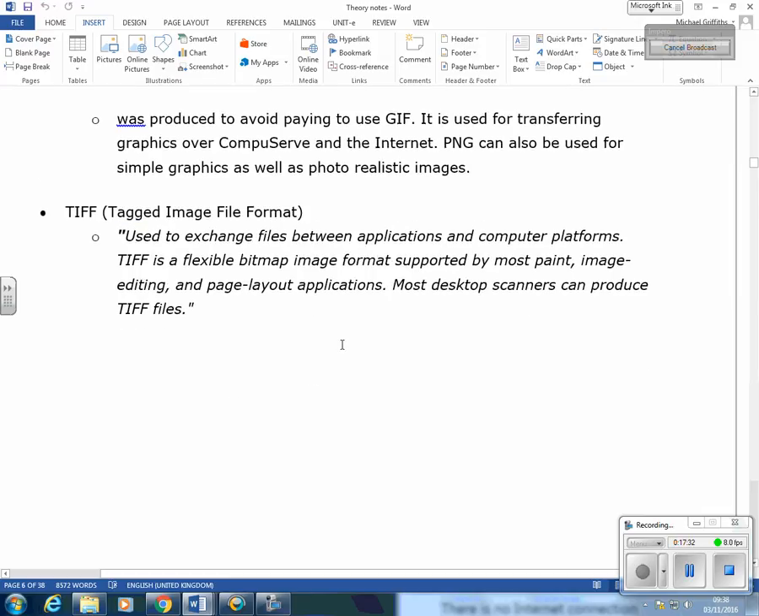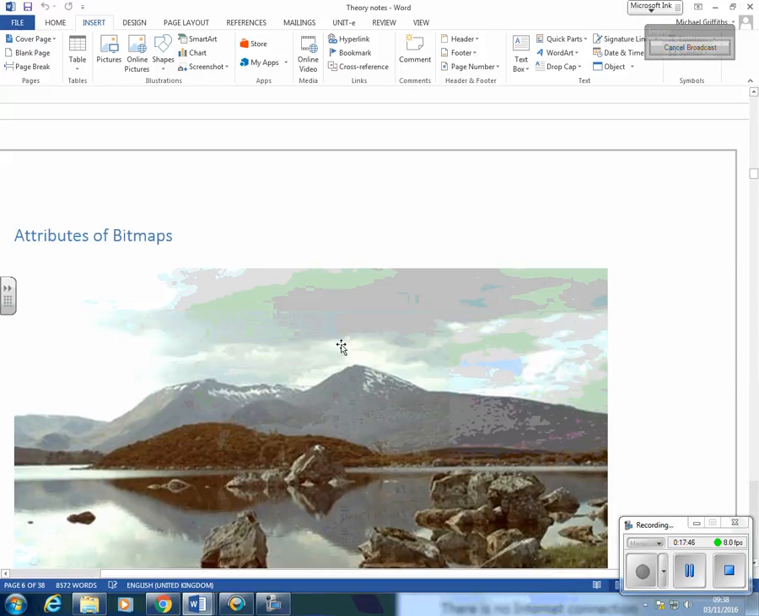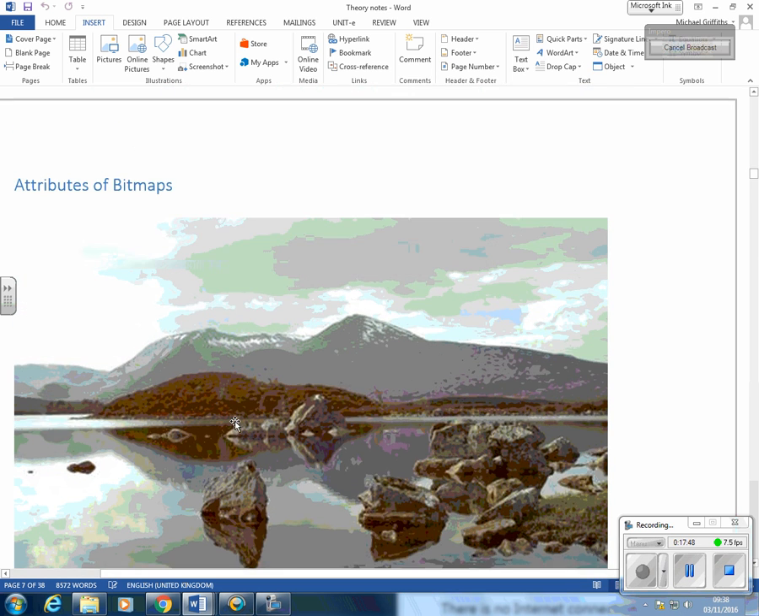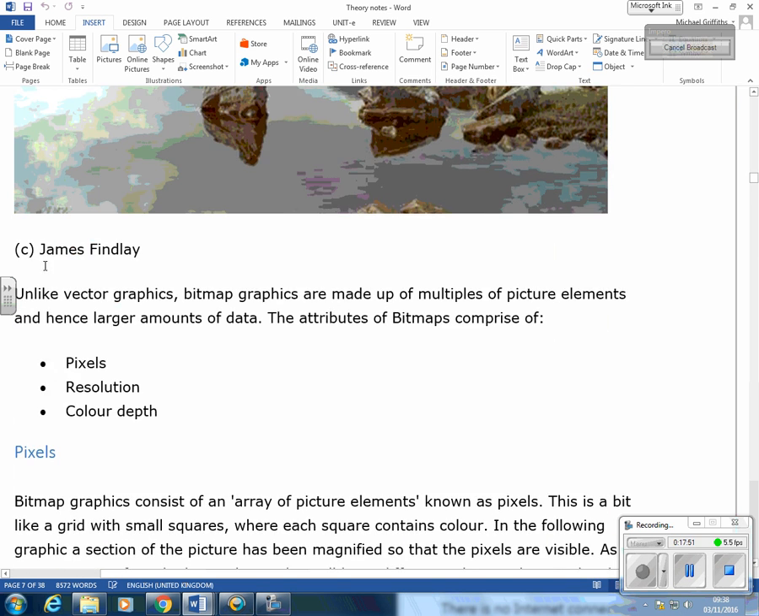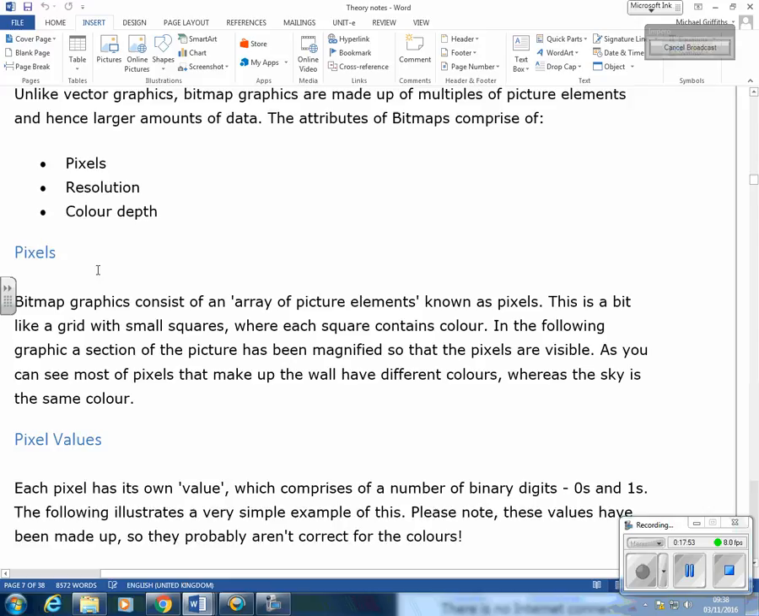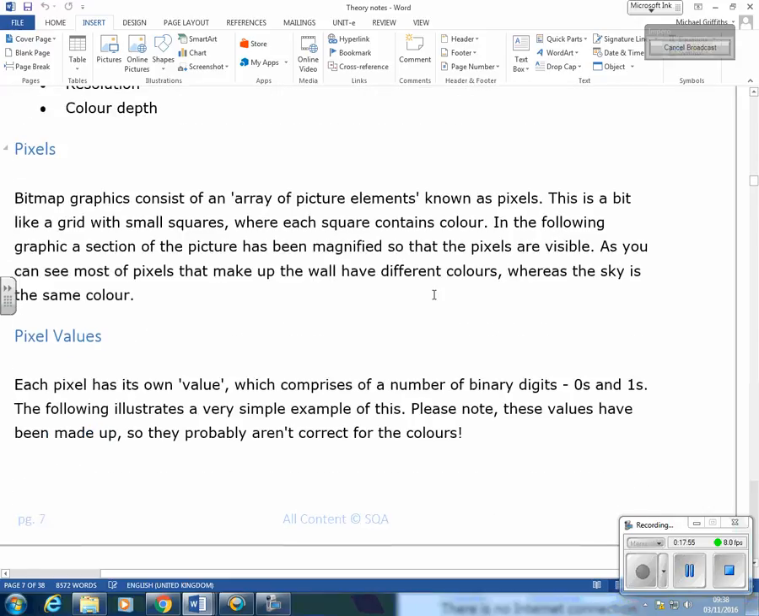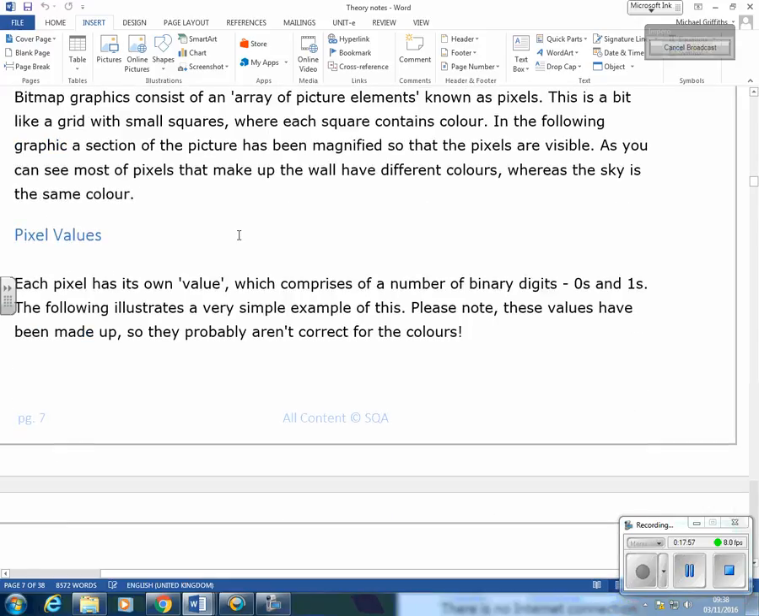This one here, a TIFF. I've never actually practically used a TIFF, but it's used to exchange files between applications and platforms. Most desktop scanners can produce TIFF files, so I don't think I've ever worked with a TIFF file, right? Okay. Attributes of bitmaps, there's a photo, it talks about pixels, resolution, and colour depth. I've kind of covered that, really, what I was saying there.